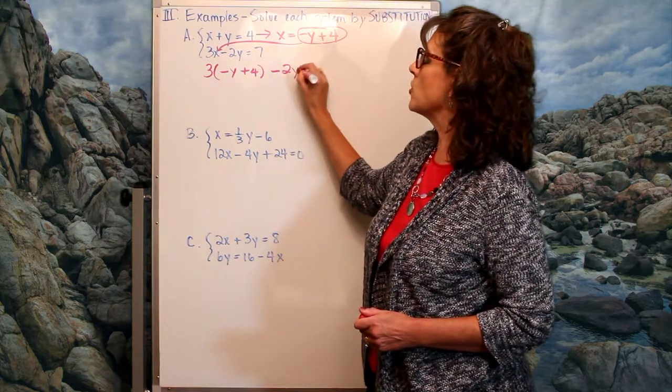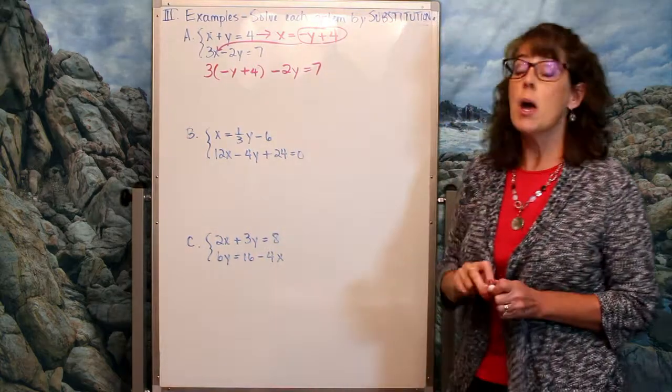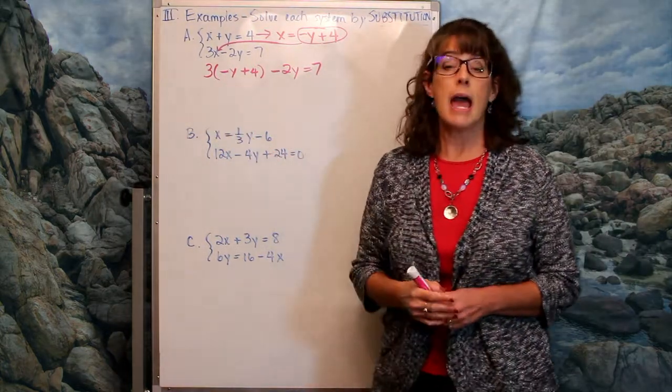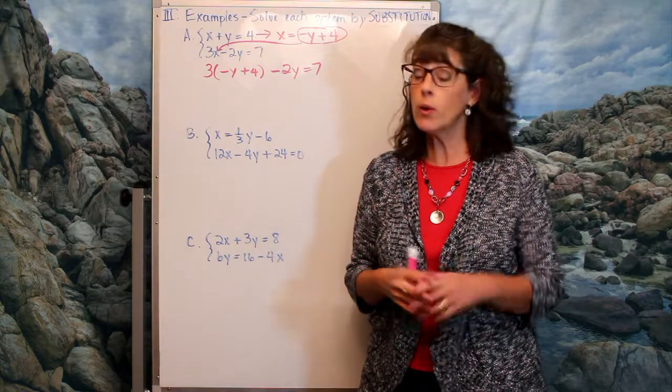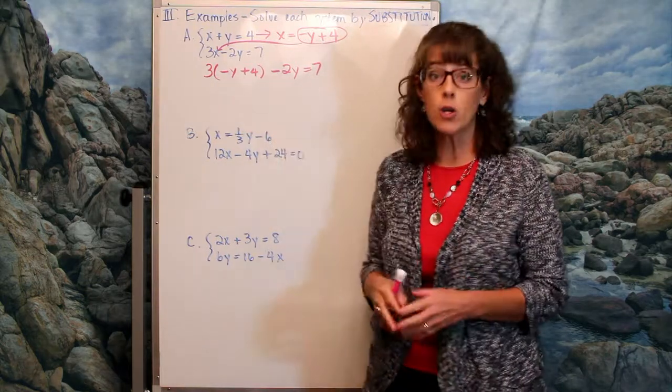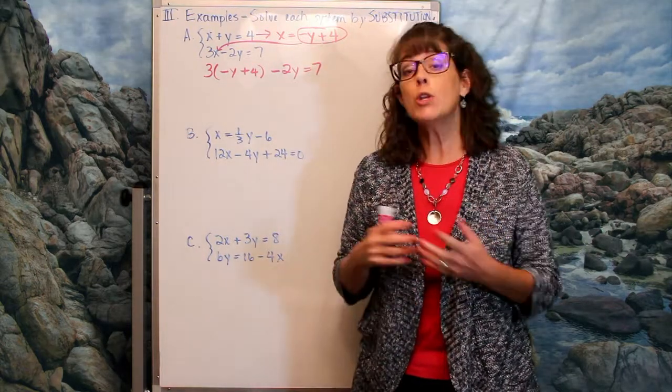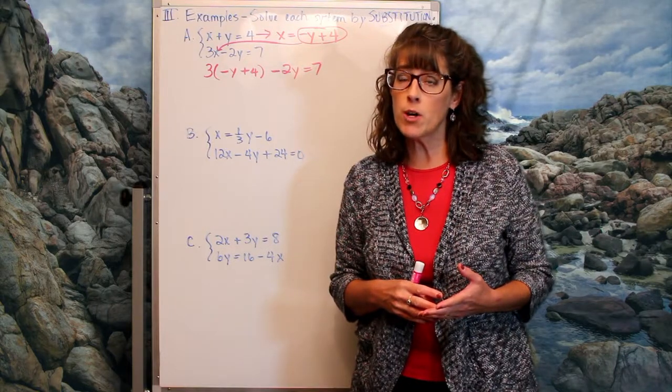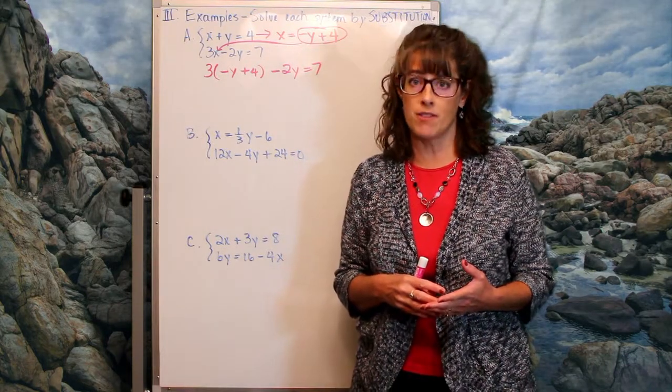Now I've got my minus 2y equals 7 from the equation. But what do you notice here? How many types of variables do we have? We only have one. Granted, there's a y here and a y here, but it's one variable. When you have one variable, can you solve for that one variable? Oh yes, you most definitely can.